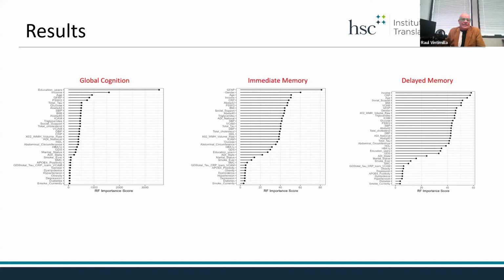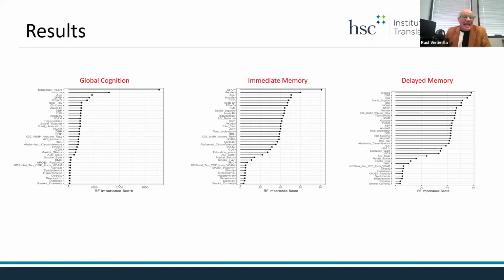The first thing to notice here that is really interesting is that for each cognitive domain, if we go over the first 10 in relative importance, the first 10 factors are different for each domain. And of course, some of those like income, age, gender may repeat, but the order is completely different depending on the domains.